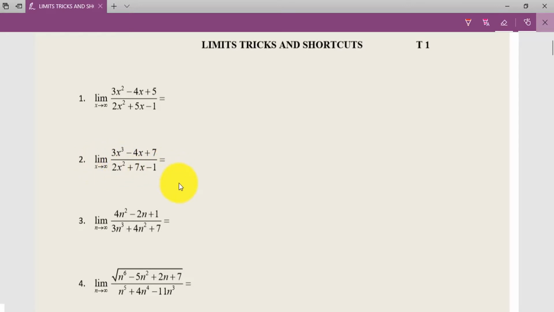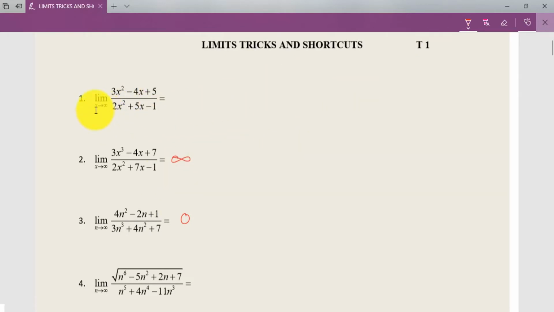The moment I see this equation, I'm going to write the solution. If I see this problem, then I will write infinity over here, and if I see this problem, 4n square, then I write 0 over here. So this is the trick. Problems of this type, I will explain to you.